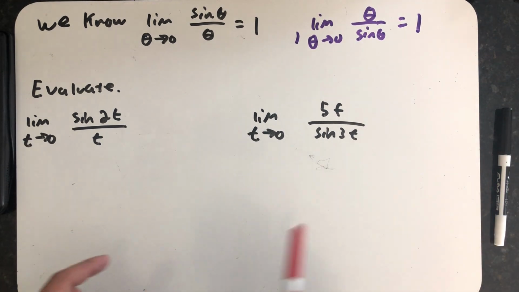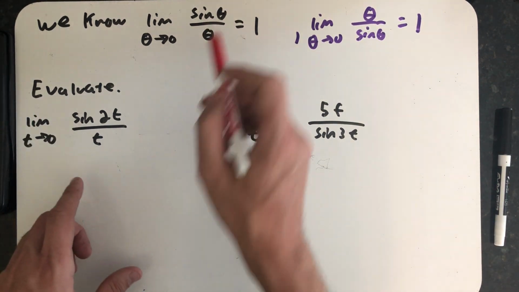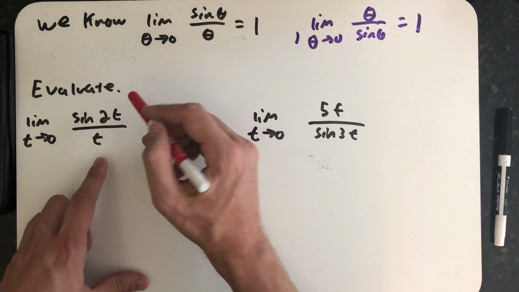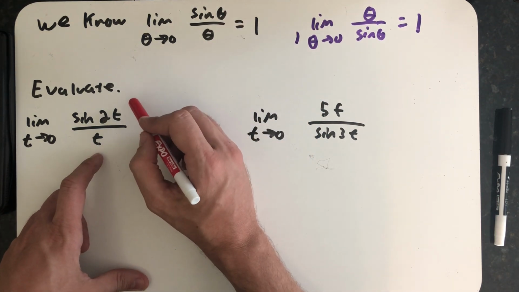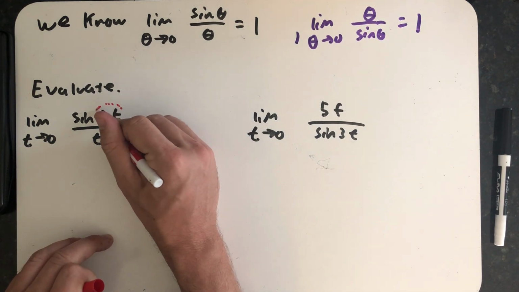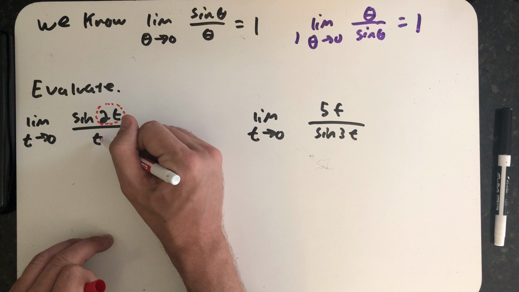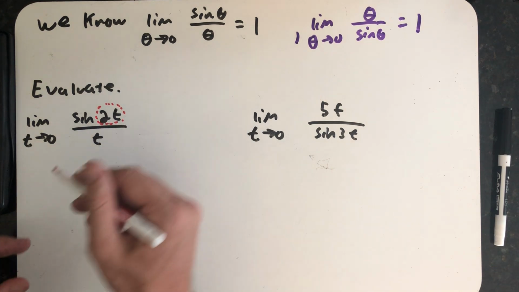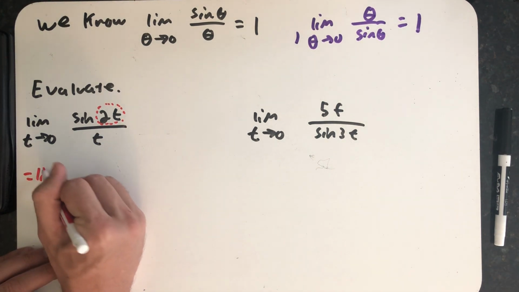So when I look at this limit, it kind of reminds me of this one, but it's not a theta over theta. It's a 2t over t. To be equal to 1, I need the argument, the thing on the inside of the trig function, to identically match what's on the bottom. So I'm going to change this limit just a little bit. I'm going to be sneaky.